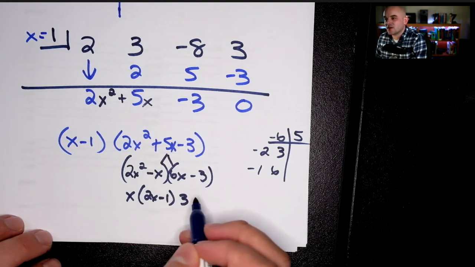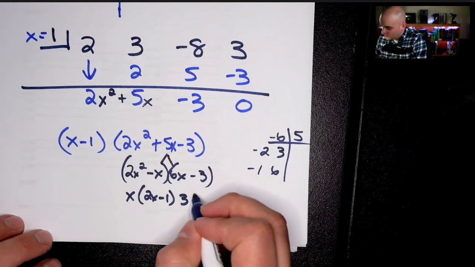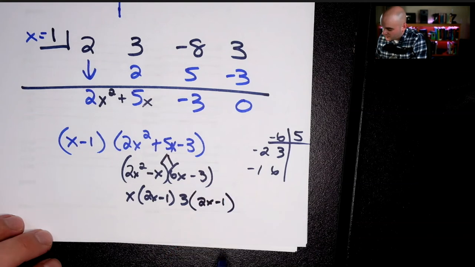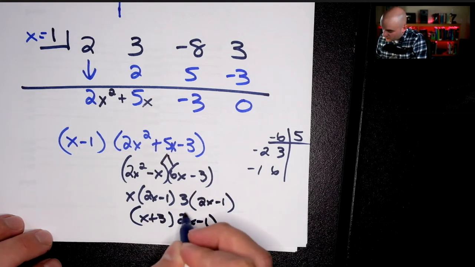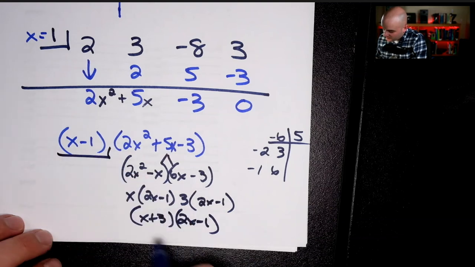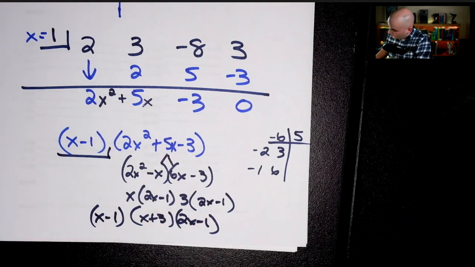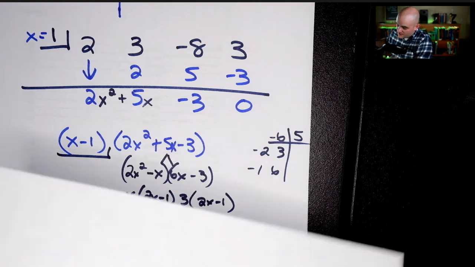So with this being the case, let's see. Factor out that 3, and we get 2x minus 1 there. And we got x plus 3 times 2x minus 1. And then don't forget about the x minus 1 right here. Those are our factors, but they want to know what are the zeros of that function.